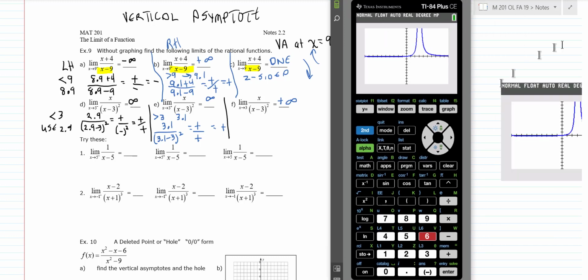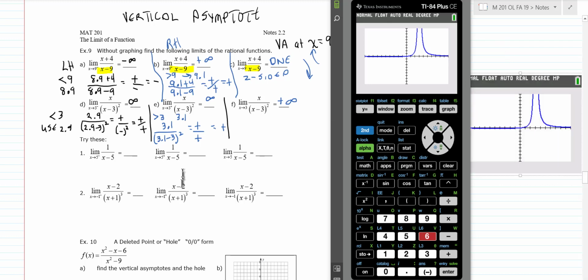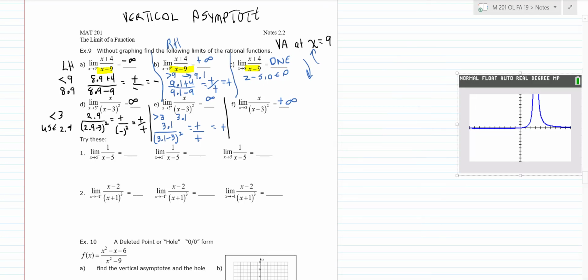Now, just go ahead and pause the video. I want you to do the next 2 problems without a calculator. You're more than welcome to verify on the calculator to see if you're getting this right. Okay?